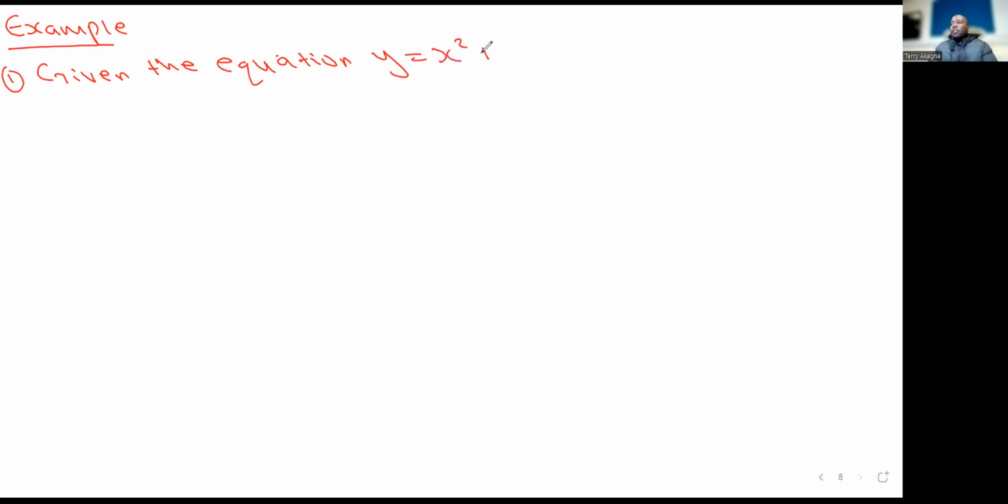Okay, so let's pick an example here and solve. We were given a particular equation, y is equal to x squared plus 5. This particular equation is stretched by a factor of 2.